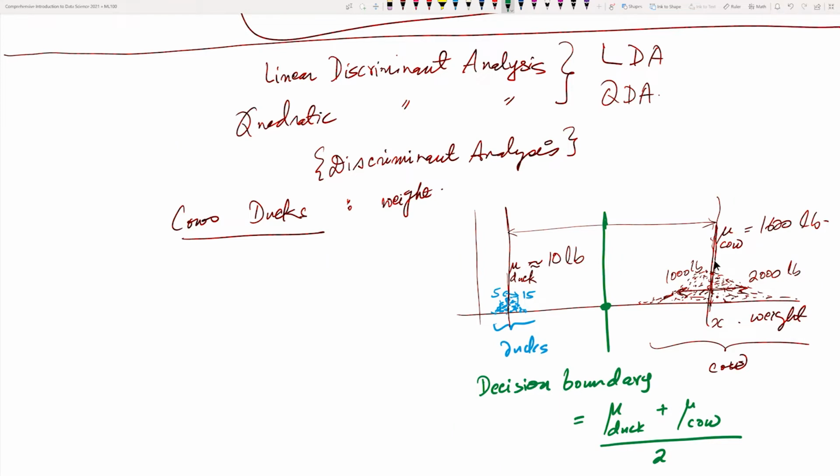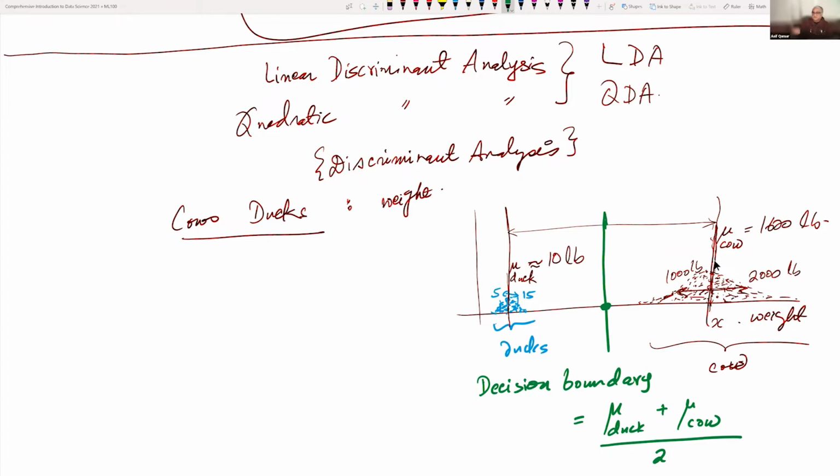Oh, shouldn't it be like the mu of cow minus mu of duck by 2? Or it's the same? It will be the same. Okay. The average. So it will end up hitting there. Right? I think Raj was correct. Mu cow minus mu duck by 2, perpendicular bisector.